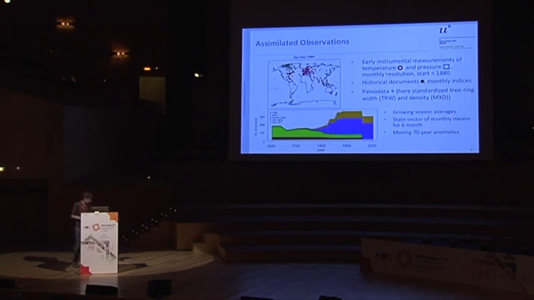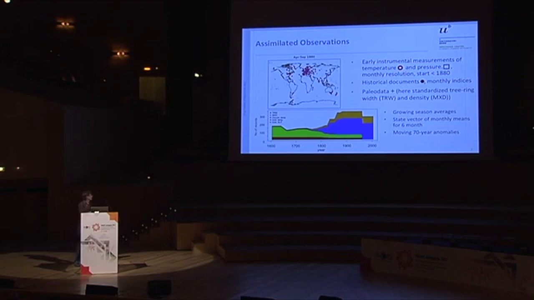So that's the network of data that we used. Of course, that is changing over time. And you see in the beginning, at 1600, there is much more proxy information, and that is then declining over time, because as soon as we have instrumental information available at the same grid box, we don't assimilate the proxy data anymore, because we assume that the instrumental observations are a little bit more trustworthy.